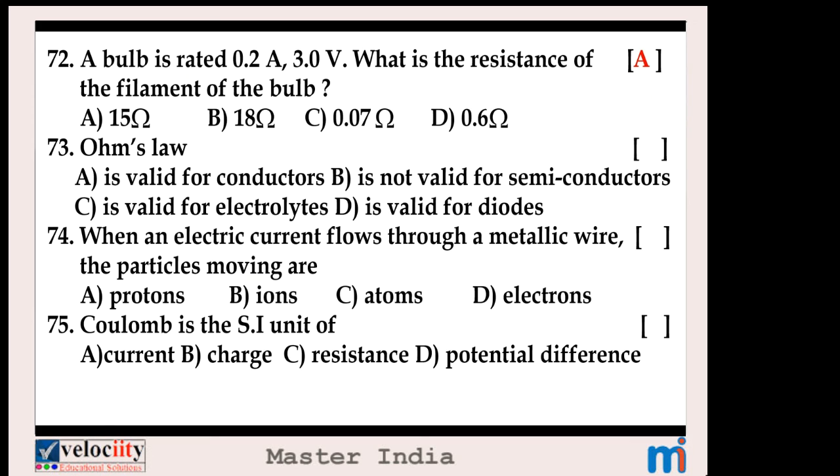73. Ohm's law. A is valid for conductors, B is not valid for semiconductors, C is valid for electrolytes, D is valid for diodes. Option A is valid for conductors.